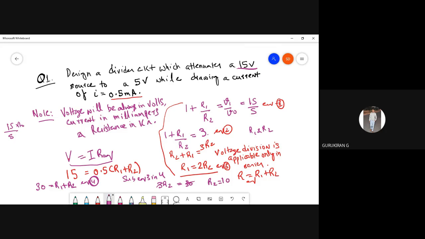R2 is 10, R1 is 20. Sir, R2 is 20? Actually, yeah, correct, you are correct. There was a little bit of a mistake over here.